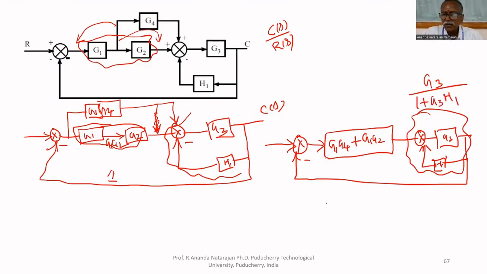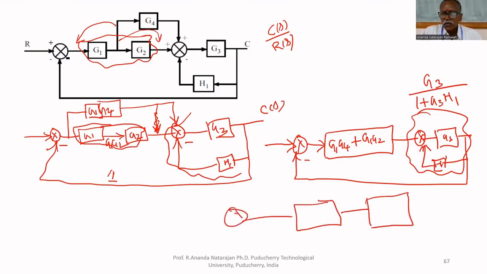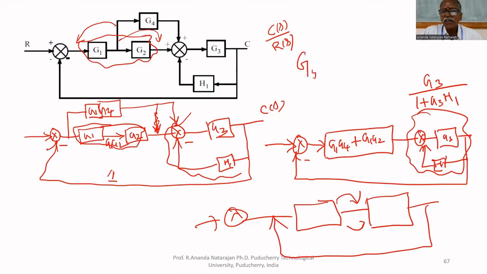Now you will get one block here, another block here. That's all. Now you can multiply these two together. Let us call this G5. G5 equals G1, G4 plus G1, G2 multiplied by G3 upon 1 plus G3 H1. This is G5.